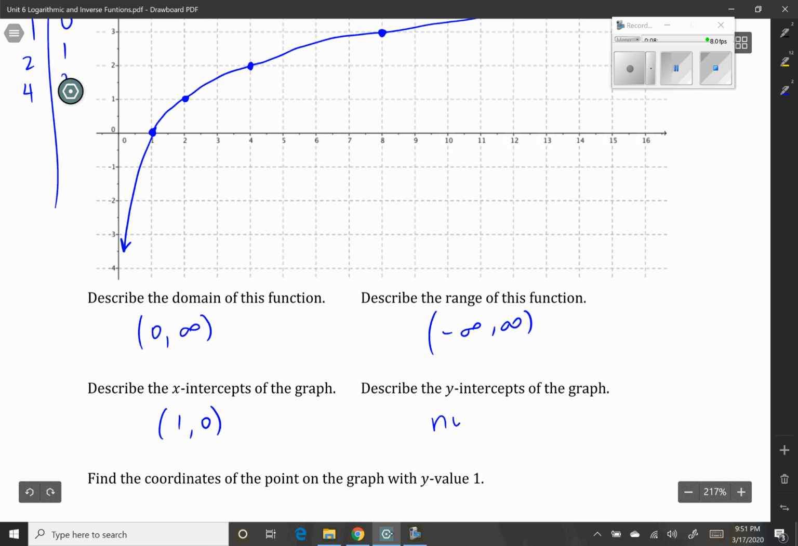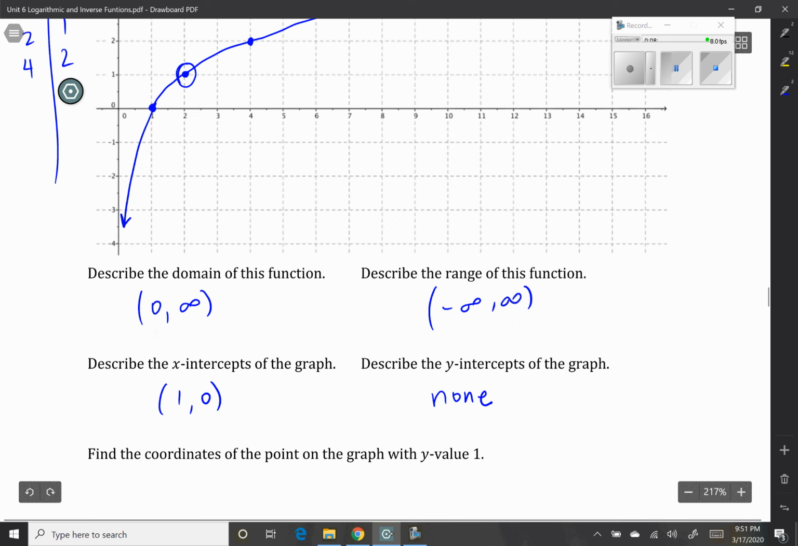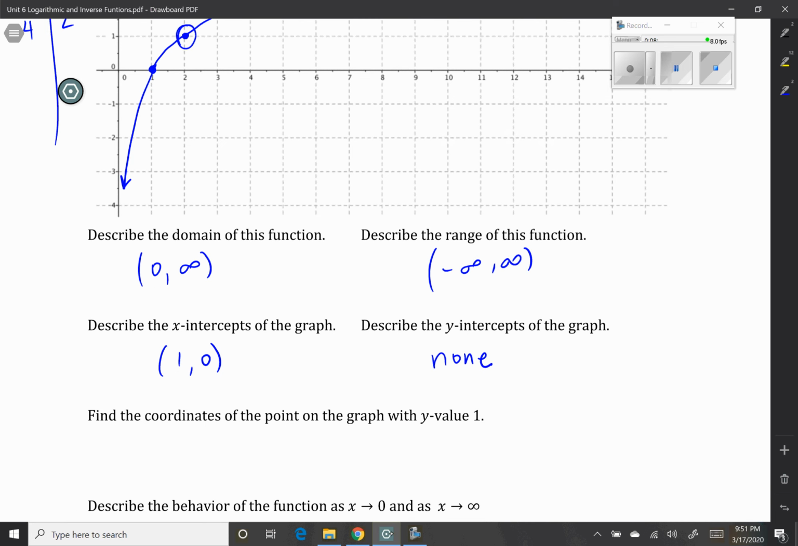There is no y-intercept on this graph, right? Because remember, we just said it has an asymptote line. Then it says find the coordinate on this graph with the y value of 1. So a y value of 1, we're talking about this point. So the coordinate of the point with a y value of 1 is going to be the coordinate (2, 1).